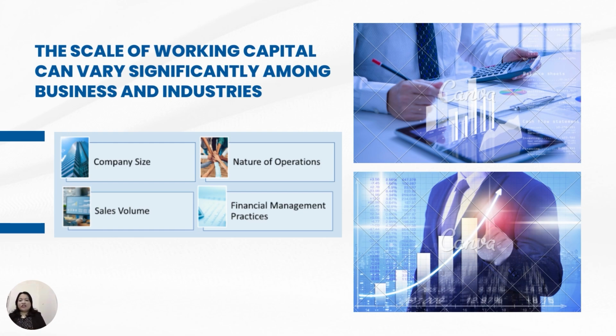Last is the financial management practices. The effectiveness of a company's financial management practices also impacts its working capital requirements. Efficient management of accounts receivable, inventory, and accounts payable can help optimize working capital. For instance, implementing effective credit policies to reduce the collection period for receivables or negotiating favorable payment terms with suppliers can help free up cash and reduce working capital needs.